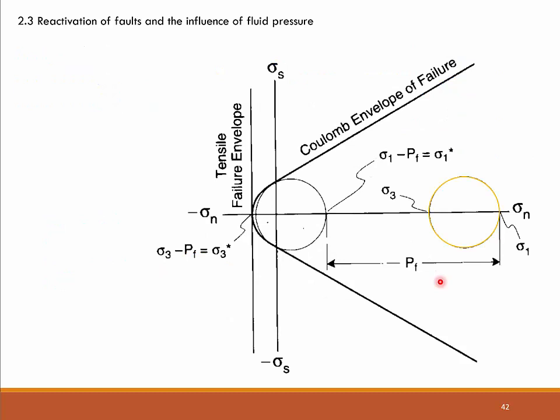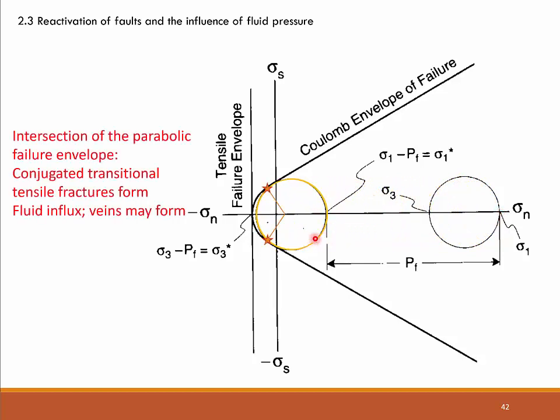Let's assume another situation. Again, we have a perfectly stable stress situation, but now our differential stress is a little bit larger because sigma 1 is substantially higher than sigma 3. Again, under dry conditions, no deformation can take place, but we see here with increasing fluid pressure, again, we will intersect with a failure criterion. In this case, this is the transitional tensile failure envelope, the parabolic failure envelope, and that intersection will produce conjugated fractures.